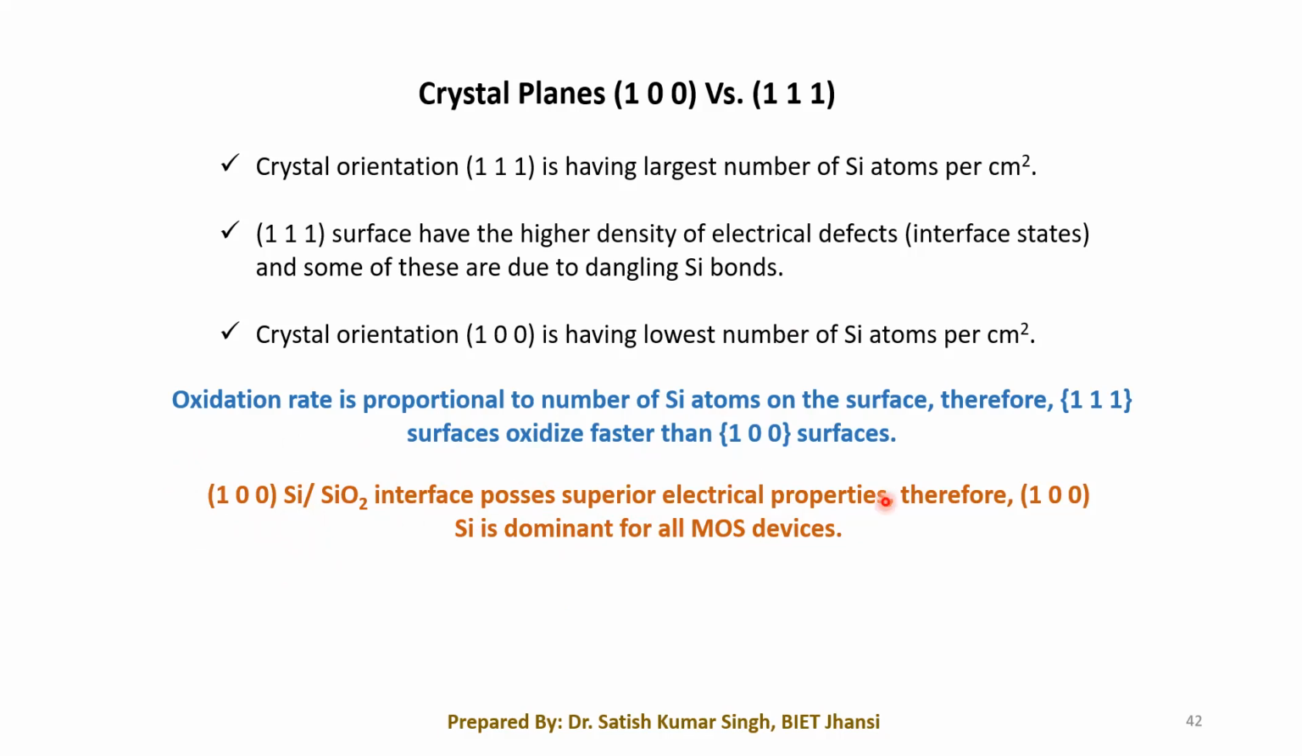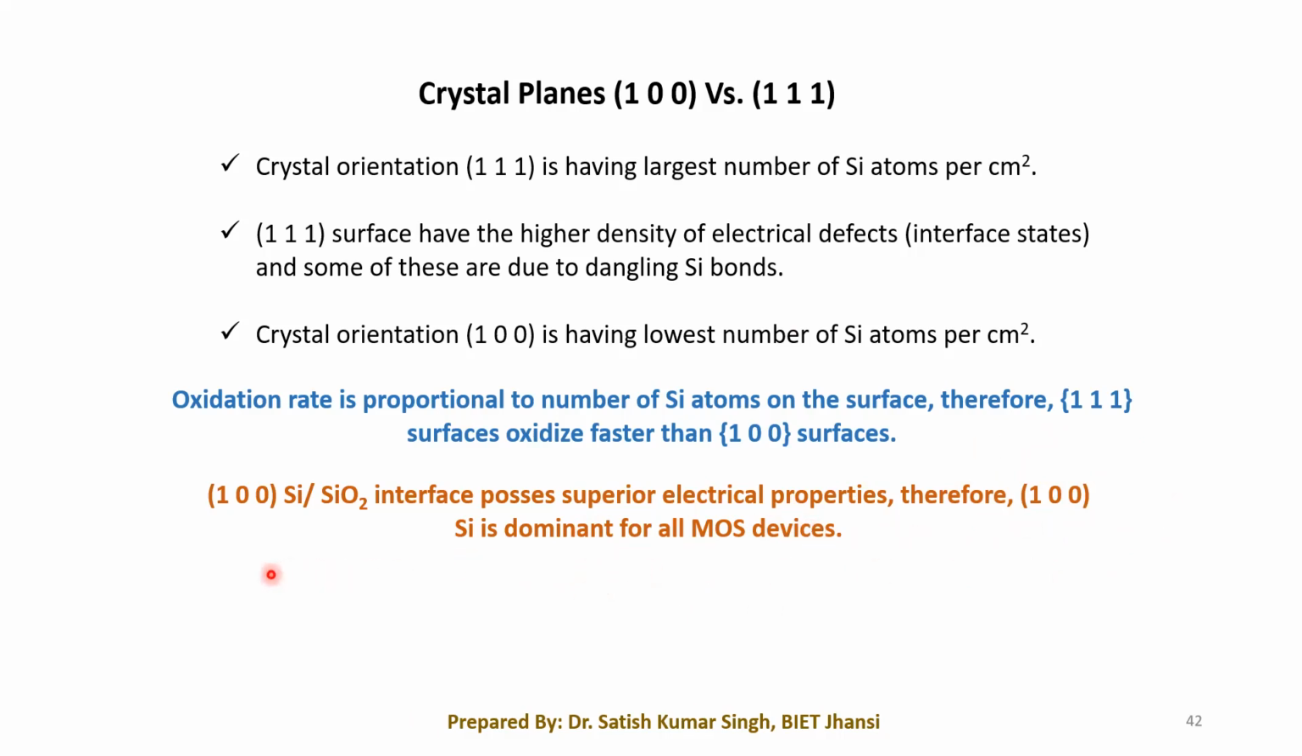Because of that, you can find that almost all these ICs actually have this 100 orientation. Whatever MOS devices we are fabricating nowadays, they all have 100 crystal orientation, that you remember, because of the superior electrical properties.